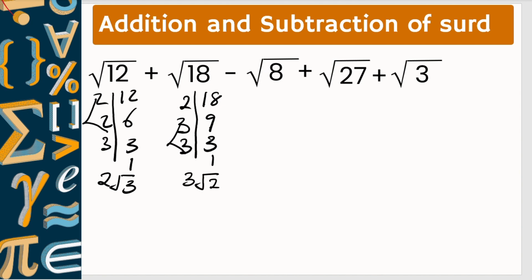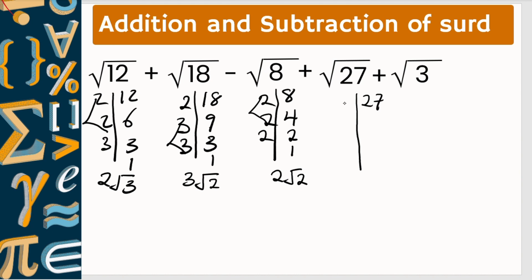So to understand more what I'm doing and learn more about reducing surds to their simplest form, don't forget to check the video on that. Then we have 8, 2 divide 4, 2 divide 2, and 2 divide 1. So when we group, this will be 2 root 2. Now 27, we have 3 divide 9, 3 divide 3, and 3 divide 1. So when we group, we'll have 3 root 3.